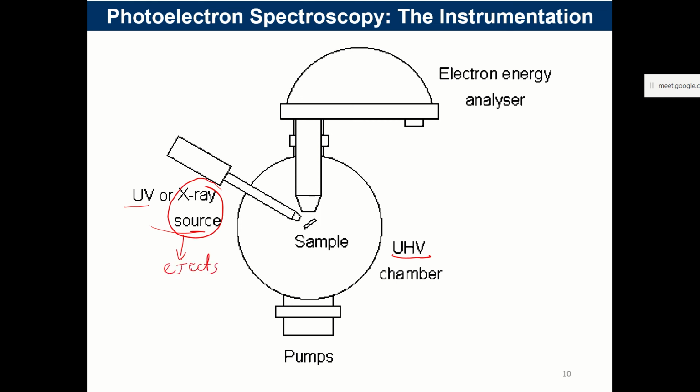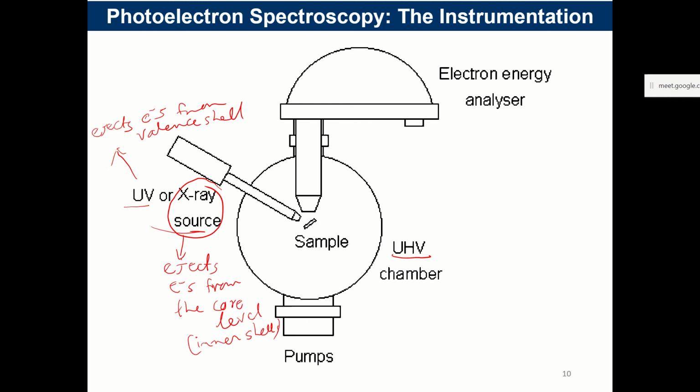This will eject electrons from the core level, or inner shells. UV will eject the electron from the valence shell. So these are the two different types of photoelectron spectroscopy that will be discussed in due course of time. The source will be different. You can analyze the same sample from a different point of view to understand the bonding aspect.